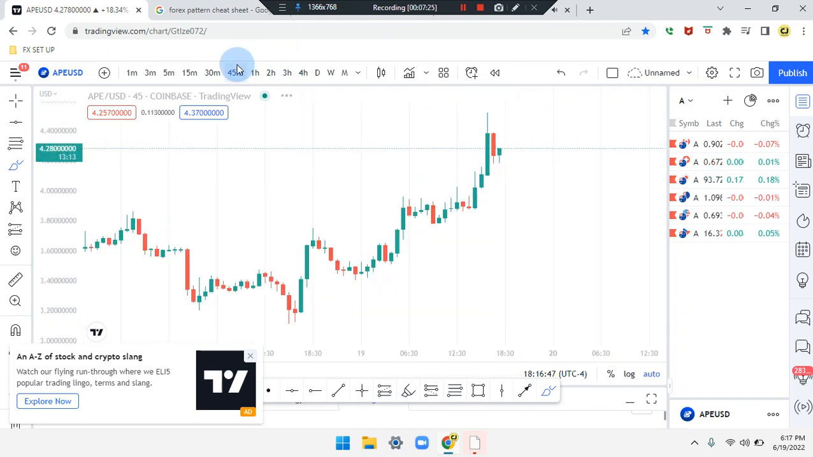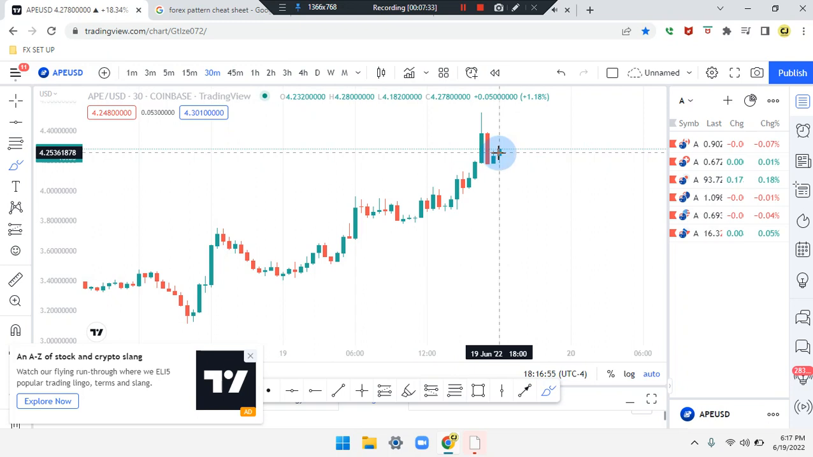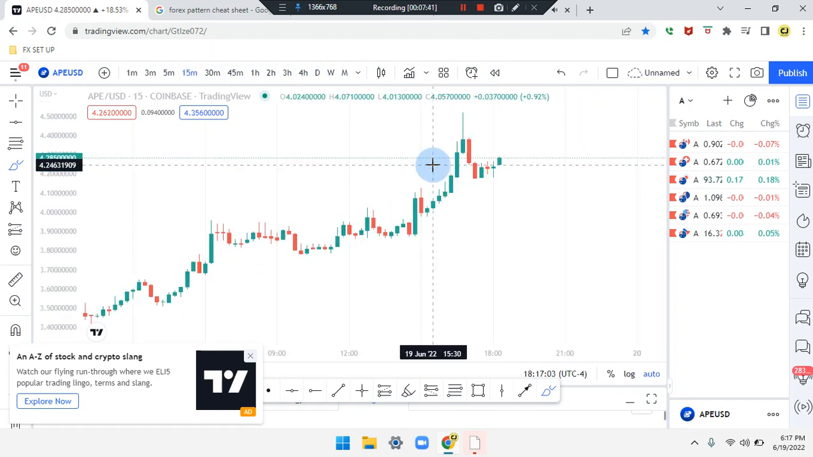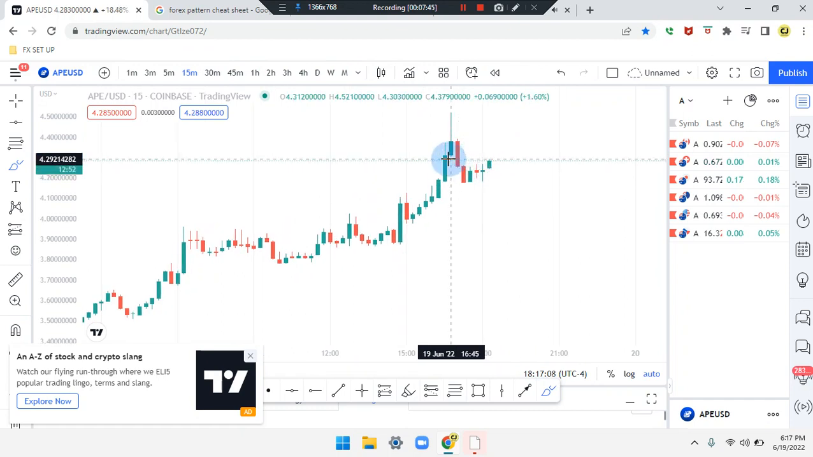Headed down to the 45-minute. Same as well. For 1 hour and 45, it's identifying the same thing. 30 minutes as well. It's identifying the same thing. We just got a little bit of a push to that midpoint area. So it came back for a retest. Headed down to the 15. See a pattern. So 30 to 15 is identifying the same thing at that midpoint, but below price.